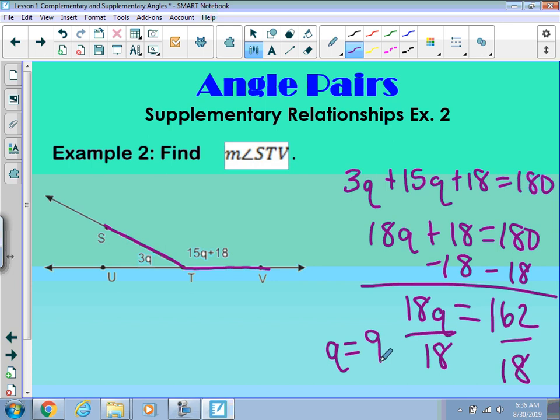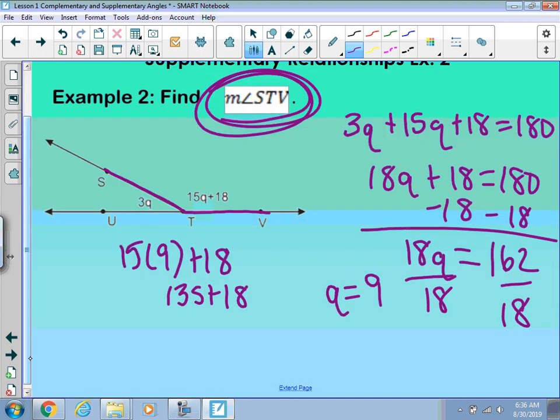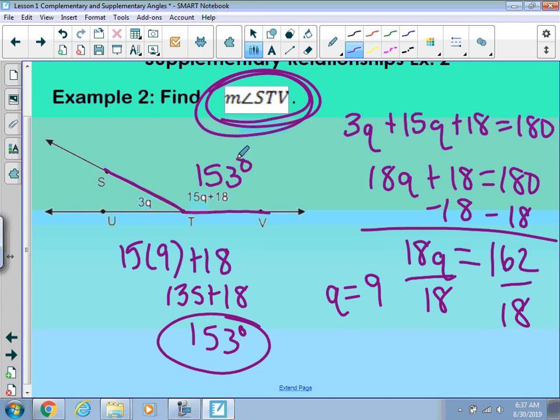Again, we were looking for the value of STV. So now we have to take that value of Q and plug it back in. So we've got 15 times 9 plus 18. We're going to get 135 plus 18, which gives us 153 degrees. Which makes sense. This one would be 153, and if we subtract from 180, that would give us this one to be 27 degrees, and that would have been the same if we plugged in 9 there.